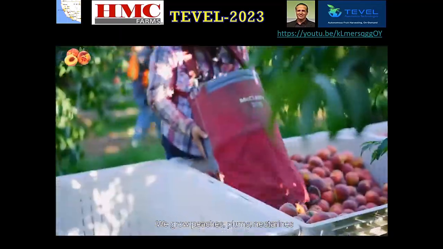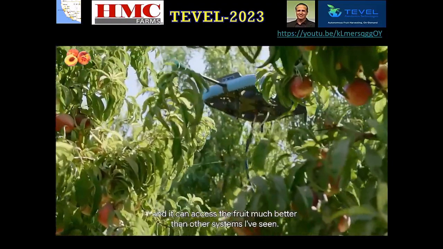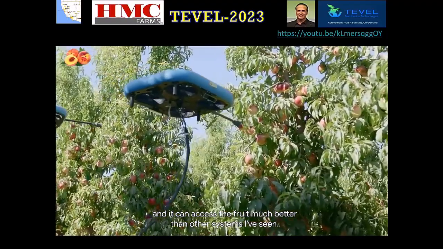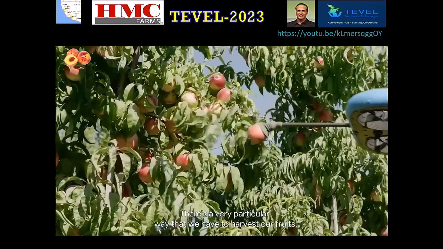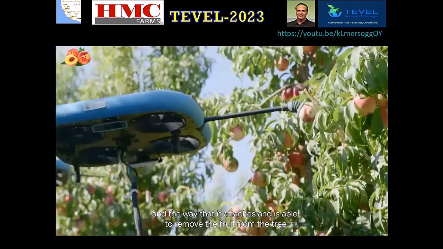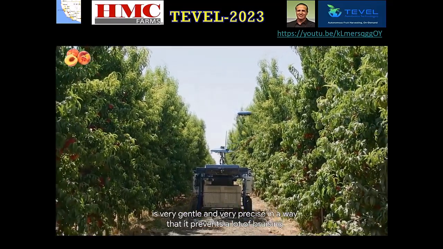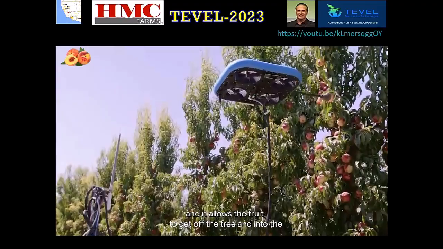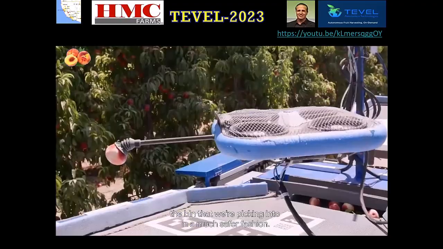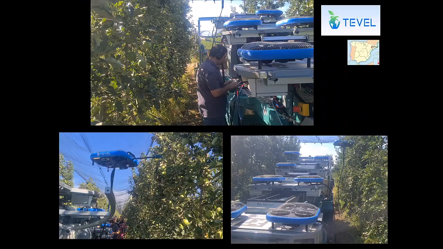They are using these planar systems, and started 2 years ago to test the table system. I think you know most of you, there's a very particular technology from Israel that harvests our fruits, drones that are flying, taking the fruit from the tree, very gentle, and it is able to remove peaches from the tree and allows the fruit to get into the bin in a much safer fashion. 5 minutes, okay. I will go.